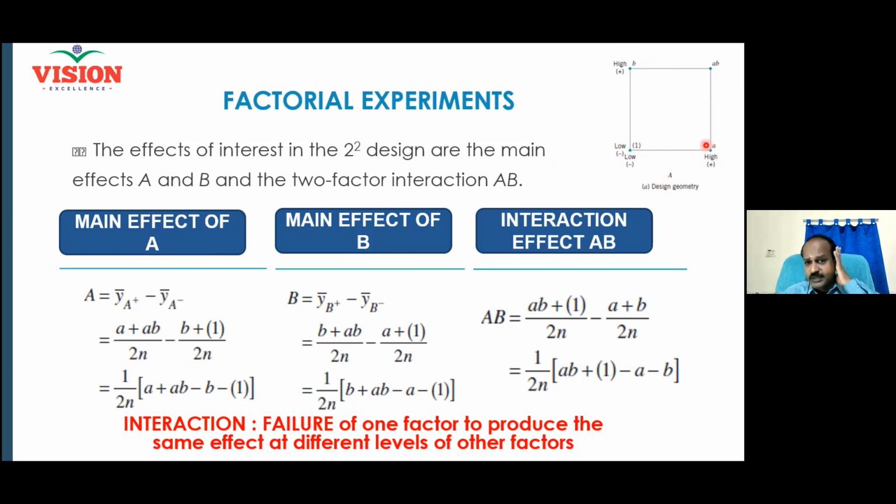For example, along the horizontal line, the effect of A, A is low here and high here, and then the main effect is calculated. But in the process, when B changes from low to high, when A is low, B is low, the result is 1.